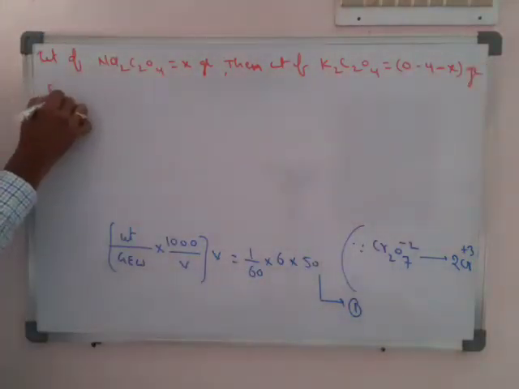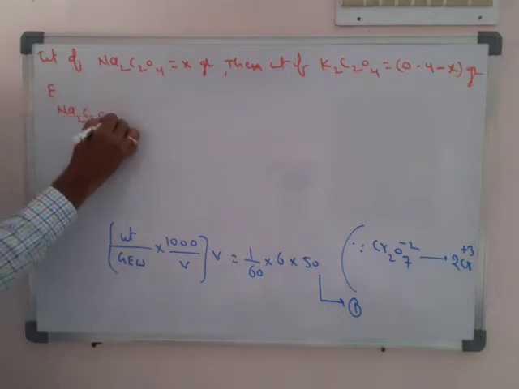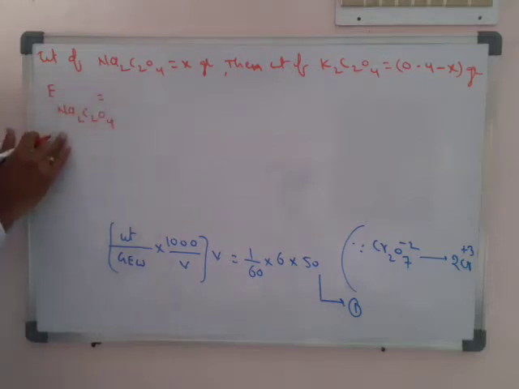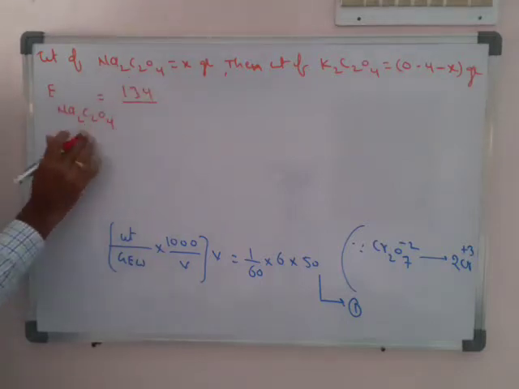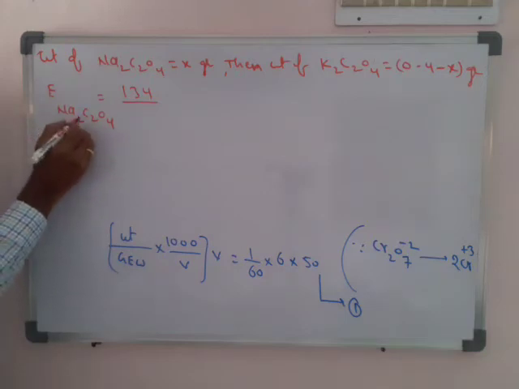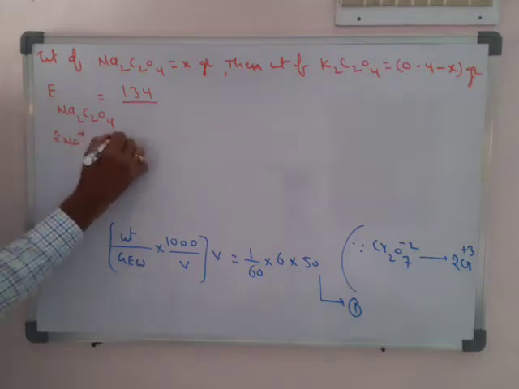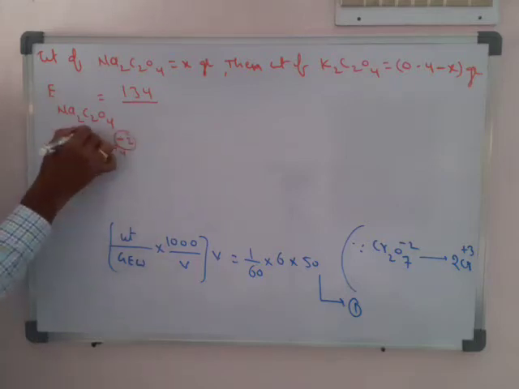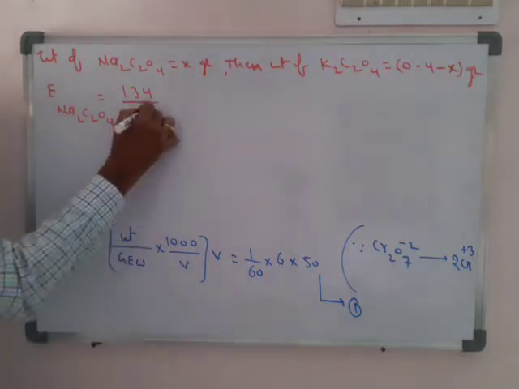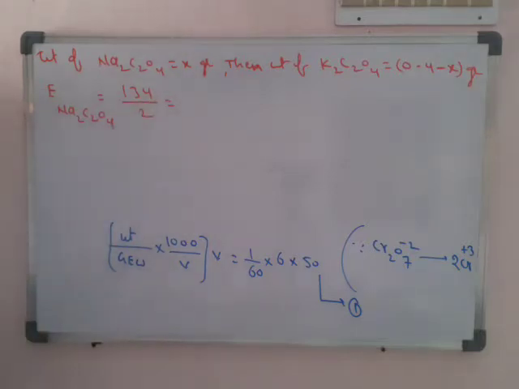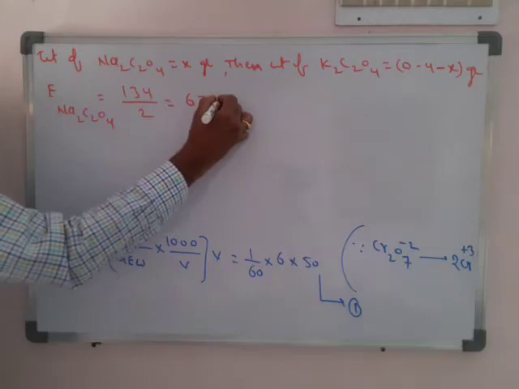Next, what is the equivalent weight of sodium oxalate? Its molecular weight: sodium 2 into 23 is 46, and C2O4 is 24 plus 64. Total we will get 134, divided by what is the charge? It is also a salt. What is the charge? 2 sodium, it releases 2 sodium plus ions and C2O4 minus 2 ion, means 2 negative charges and 2 positive charges. So the charge in the salt is 2, and its N factor is 2. We'll get 67 grams.